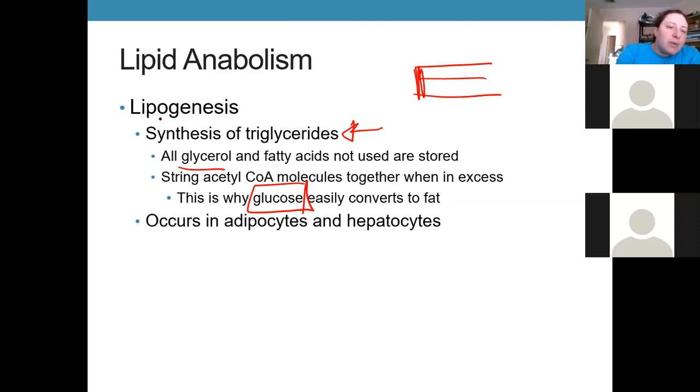Anyway, that's lipid anabolism, okay? So lipogenesis, creation of lipid. And of course, adipocytes are really good at this, and the hepatocytes are the other place where this is likely to happen because they're going to be the ones that are cranking out a bunch of extra molecules if the rest of the body needs it.